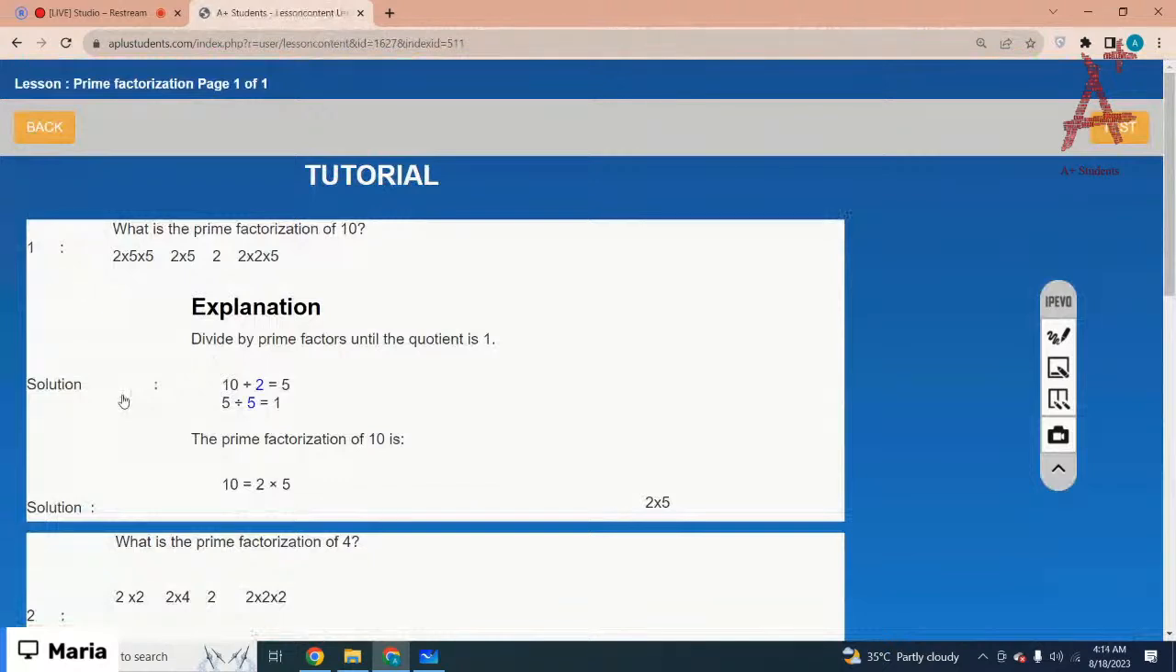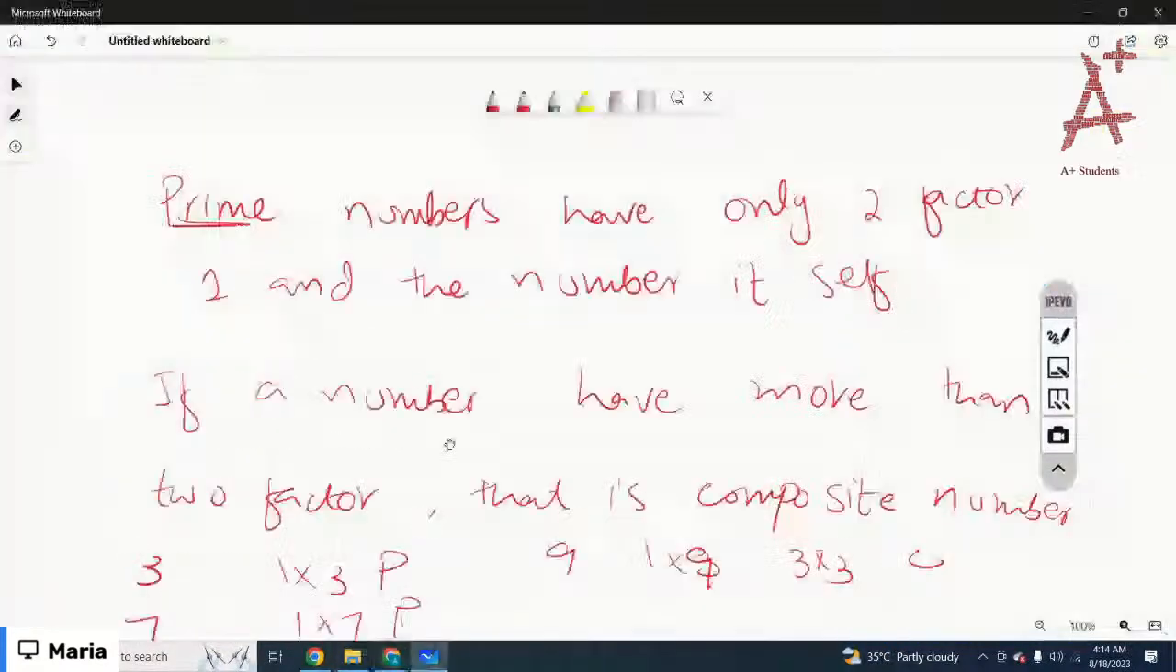Prime factorization means you have to factor a number and all the factors must be prime numbers, right? That is known as the prime factorization. So what is the prime factorization of 10? You can make the factors of 10 like 10 times 1, right? But 10 is not a prime factor. So basically, how do we make prime factors? So we have to make the prime factors of 10.